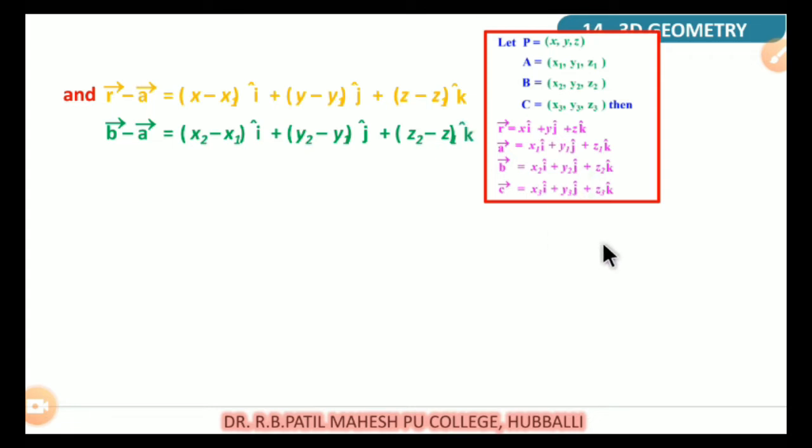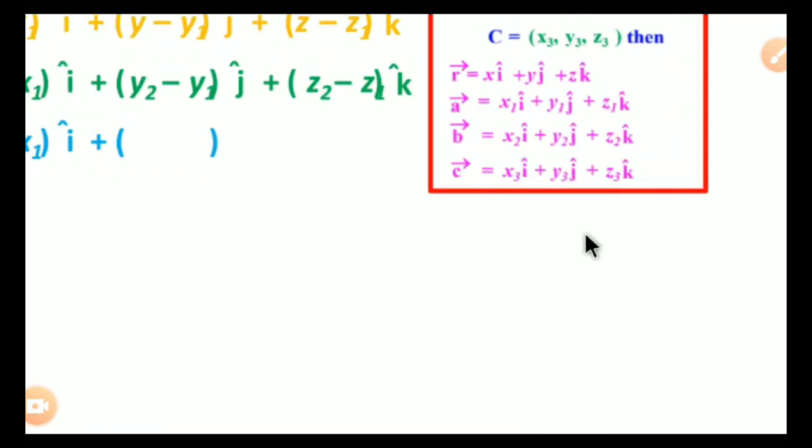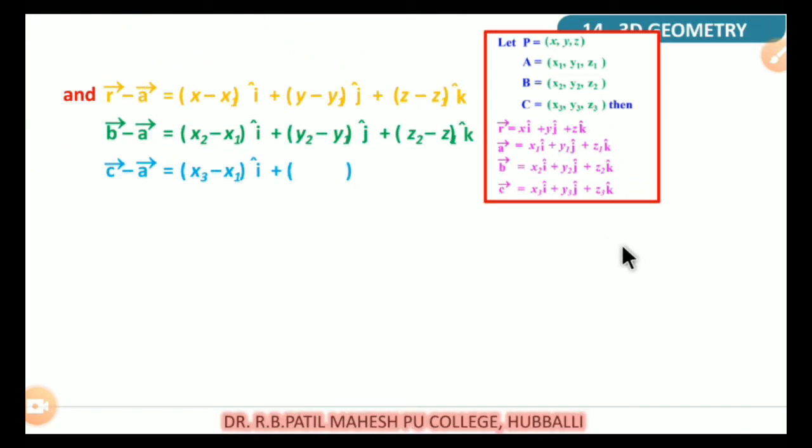Also we can find out c minus a vector. Therefore, x3 minus x1 i plus y3 minus y1 j plus z3 minus z1 k. So these are the values of r minus a, b minus a and c minus a.